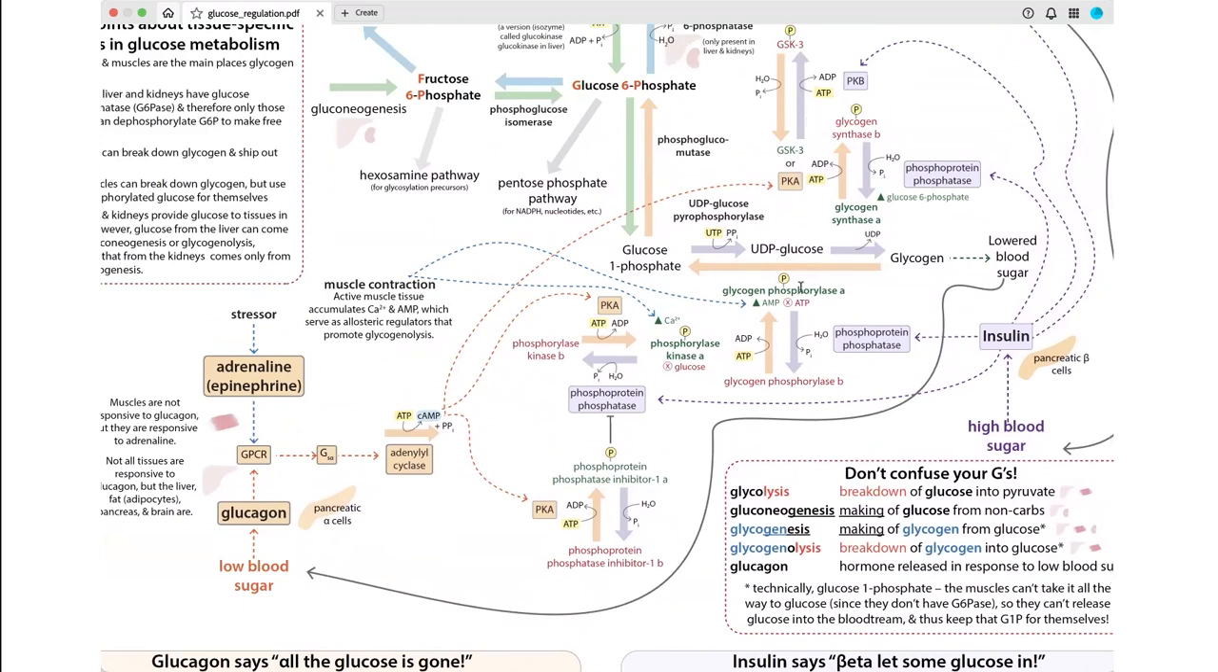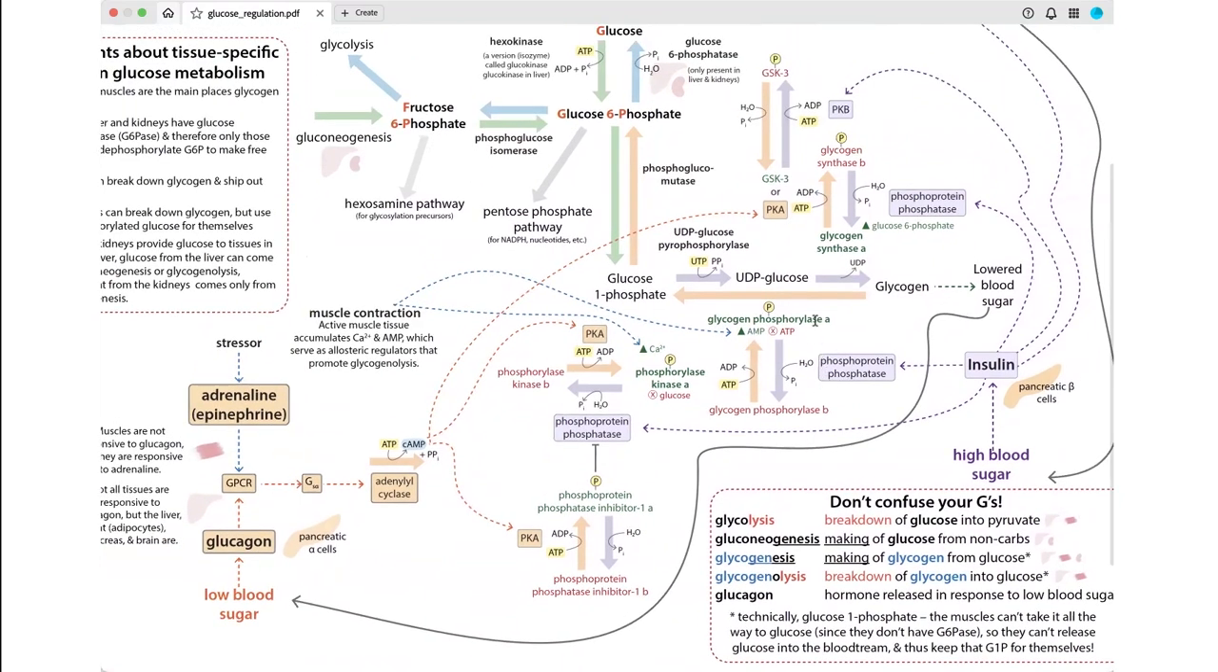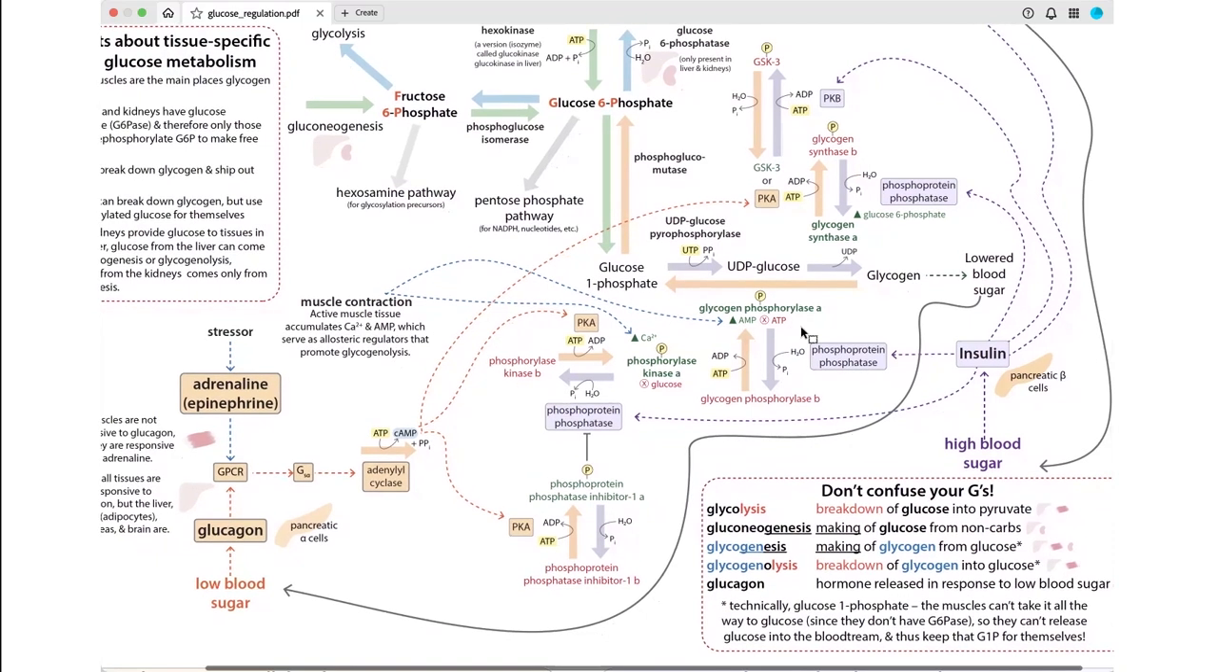activated by phosphorylation. We have that similar weird nomenclature where the A form is going to be the active form, and the B form is going to be the inactive form. But here, our active form, our A form, is phosphorylated, whereas our inactive form, our B form, is dephosphorylated. So what's going to do the phosphorylation and what's going to do the dephosphorylation?